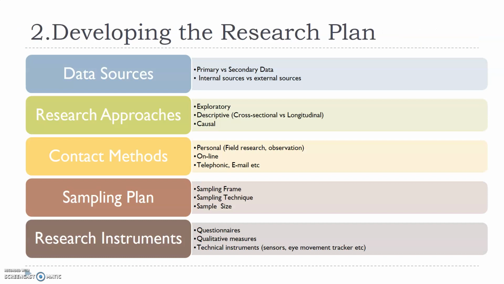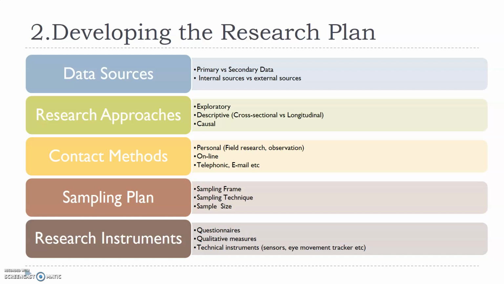So once you have your decision problem and have converted that to a research problem, the next step is to have a research plan, right? Anything you need to do in research, you should have a proper plan towards it. A research plan has basically 5 components: data sources, research approaches, contact methods, sampling plan, and research instruments.